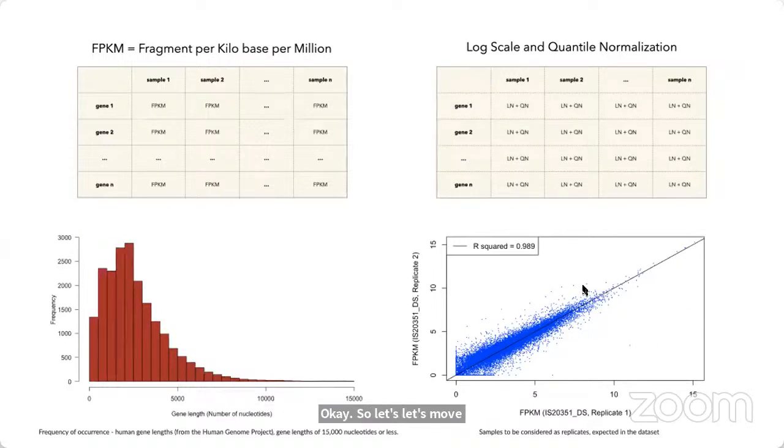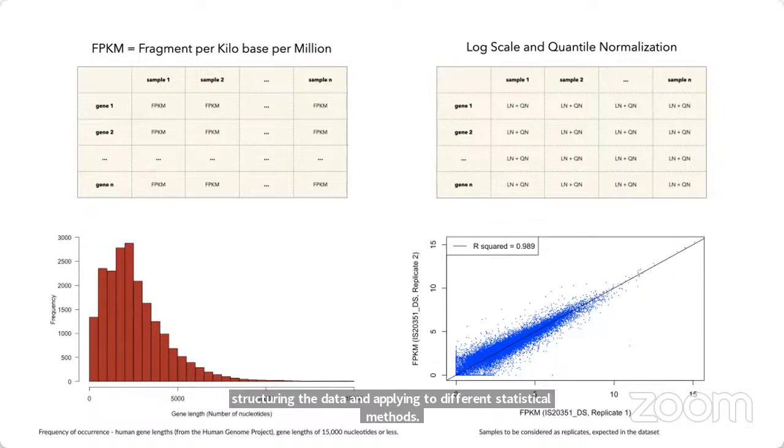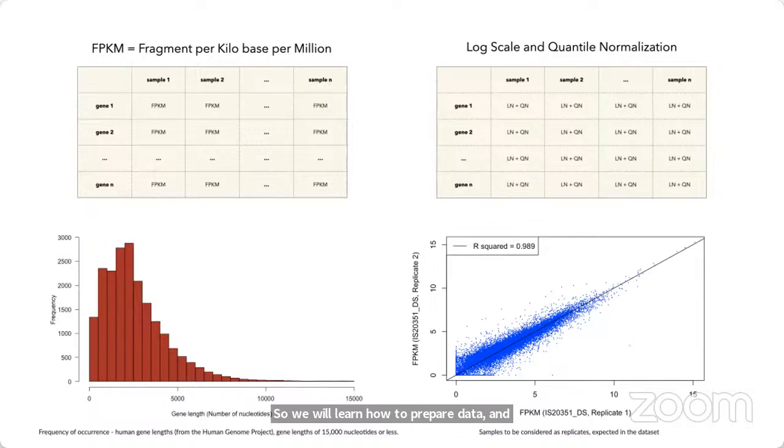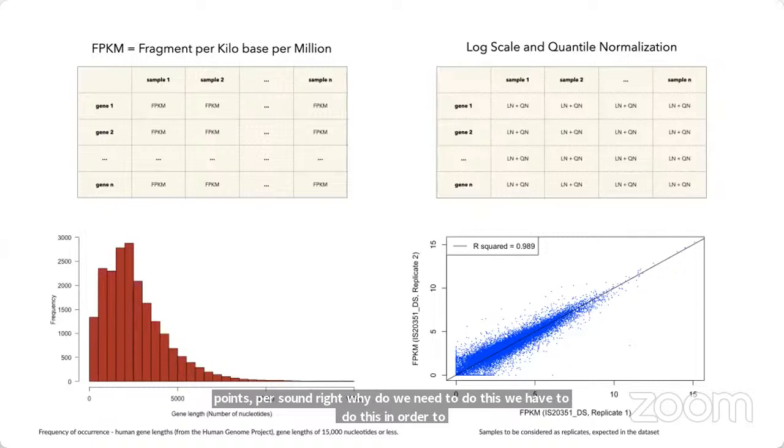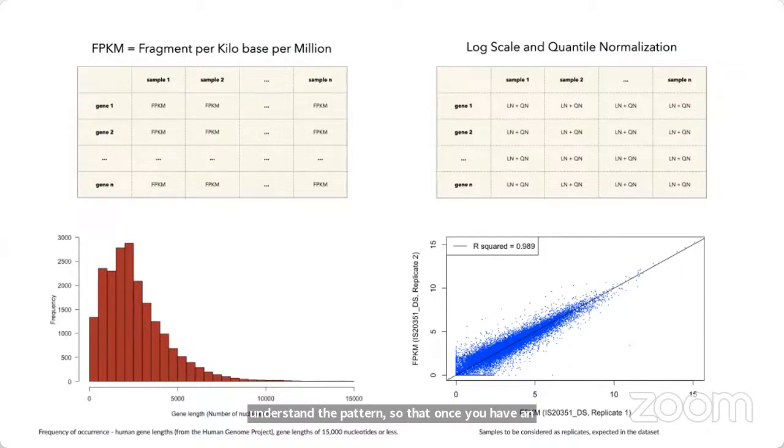So, for example, we spoke about preparing the data, which is an important process after structuring the data and applying different statistical methods. We will learn how to prepare data, and we will learn how to use different plotting tools like histograms, scatter plots, bar plots to find relationships in the data and explore ways to characterize millions of data points per sample, right? Why do we need to do this? We have to do this in order to understand the pattern, so that once you have an idea of what pattern you are observing in the data, then you can set up specific analysis methods to answer the question that you want to choose.